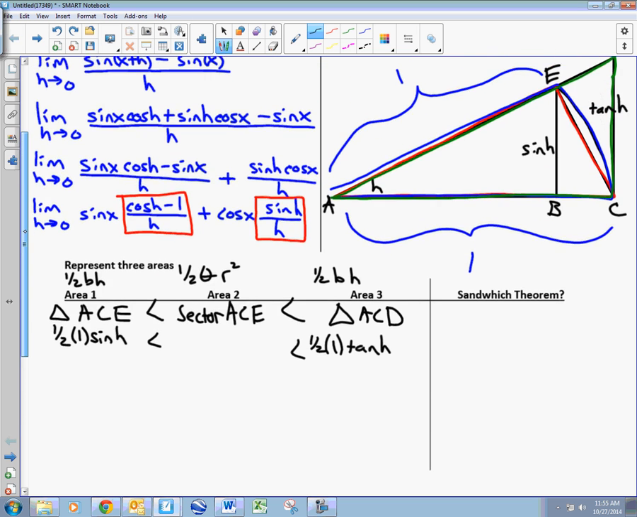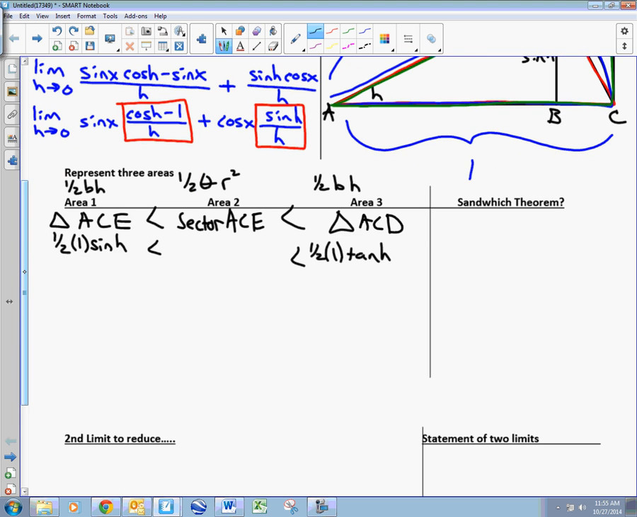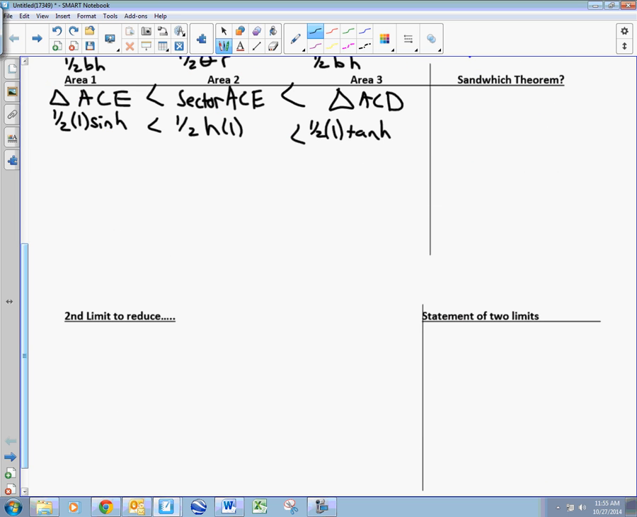What's the radius of this sector? 1. What's theta? H. So you have 1/2 times H times 1. You don't need the drawing anymore. Now we're only going to do algebra from here on out. It's pretty straightforward. Do you see how we came up with these?